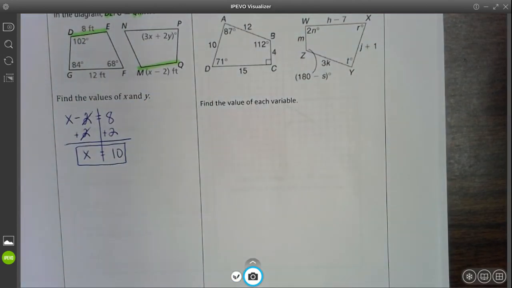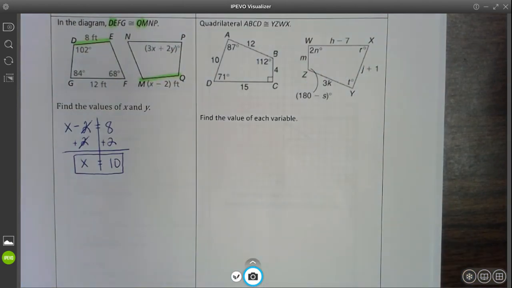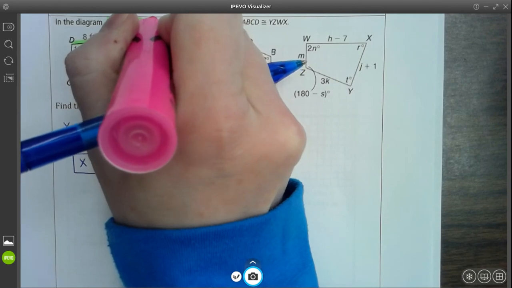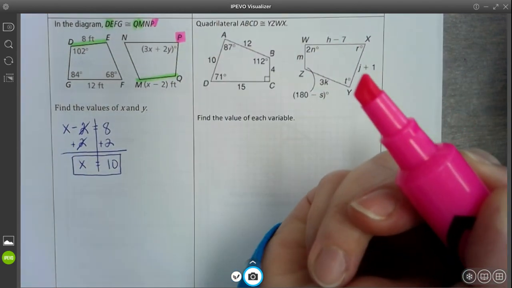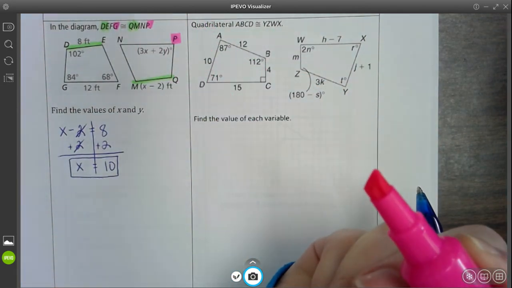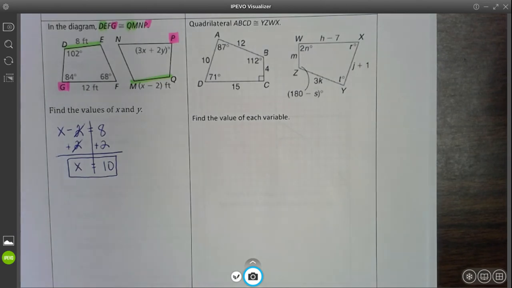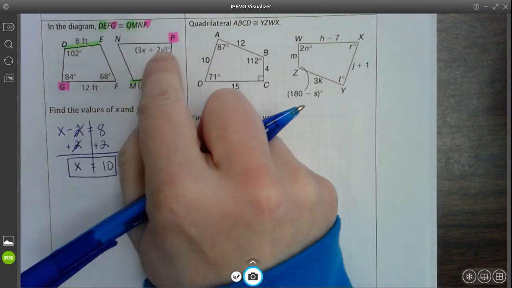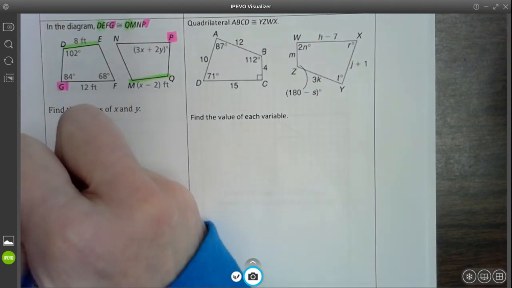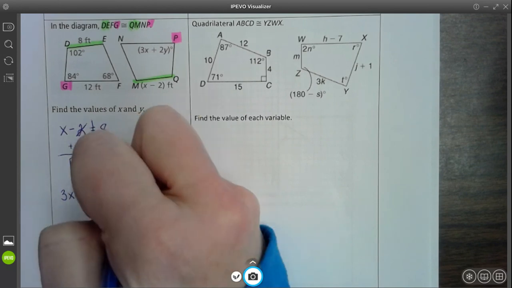Okay, now I have to solve for Y. The only place I see Y is up here in angle P. Okay, P is the last letter in the congruent statement, and G is the last letter in the congruent statement. So angle P is going to be the same as angle G. So I can write another equation that this equals that. So I'm going to write 3x plus 2y equals 84.